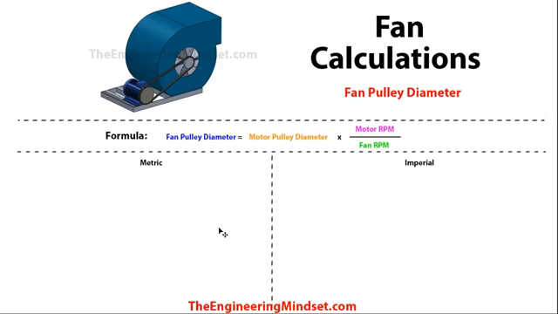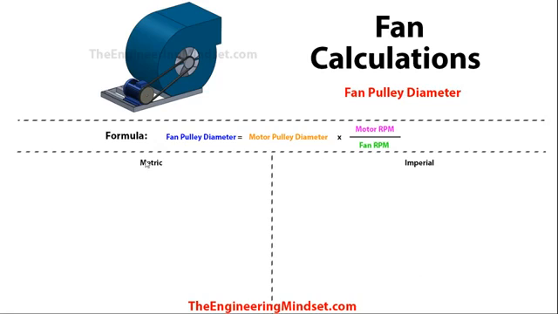Now you can see I've split the screen into two here, so we're going to have the metric and imperial calculations on here. And we've got a formula up here. I've tried to color code everything throughout the video. I find it just makes it a lot easier to follow the numbers.